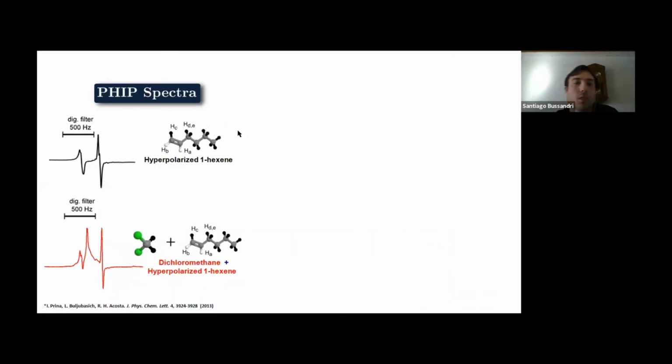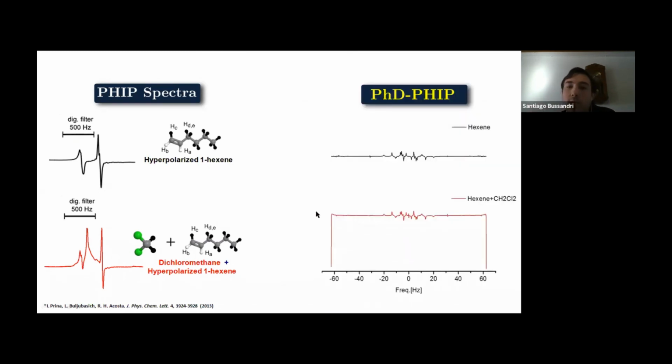And this is not restricted to an AX system. In fact, we performed experiments again in hyperpolarized 1-hexene, and we also did experiments in a sample which was a mixture of 1-hexene plus dichloromethane, which has a peak right here in the region of interest. Here is the size and the position of the digital filter that we apply. And when we executed the PhD FIP sequence, this is the J spectrum that we obtain.